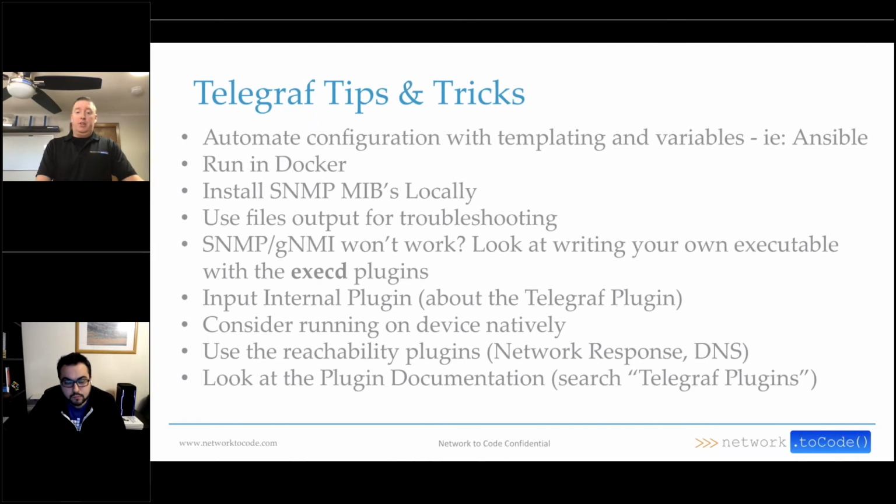And then look at reachability plugins, so network response and DNS. You want to start to monitor your environment more than just what you're getting escalations for. DNS response can tell you what kind of response time you're getting, and network response goes from Telegraf out to a device. And then the big thing, I strongly recommend the plugin documentation. That should be side by side as you're writing your configuration, and look at what the components are. It might have something there that you didn't know it could do. Just search Telegraf plugins in your favorite web browser, and you'll be able to take a look at the documentation there.